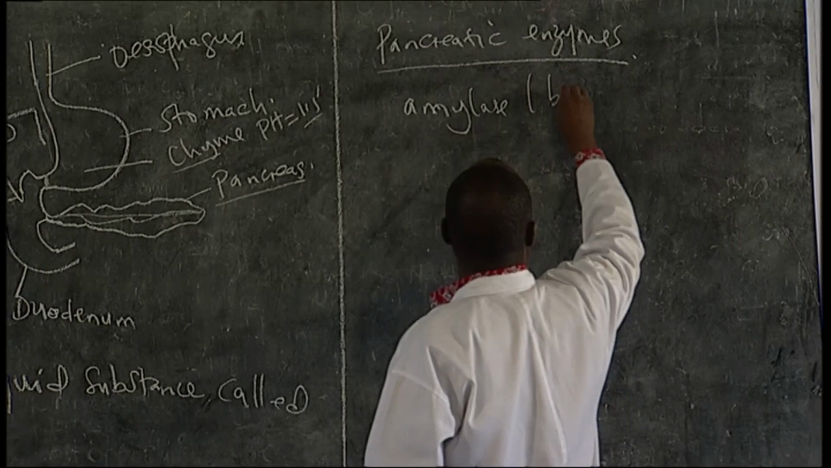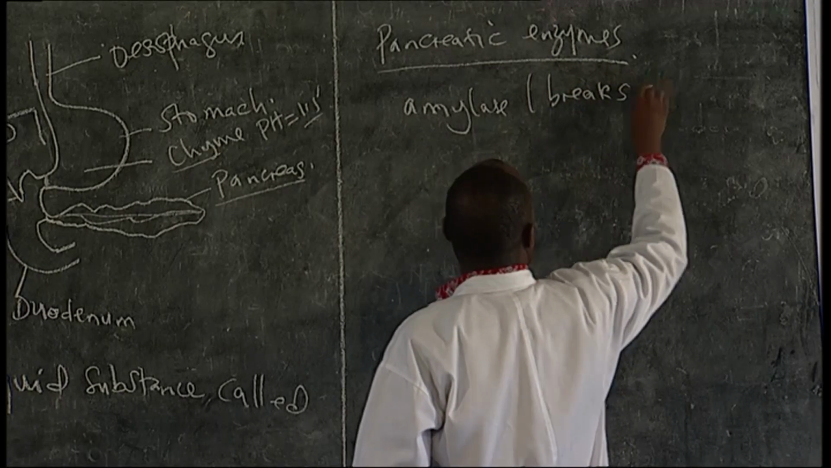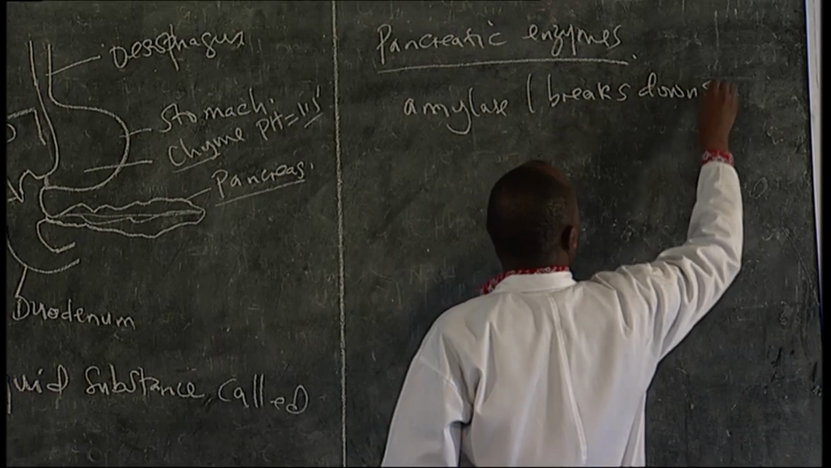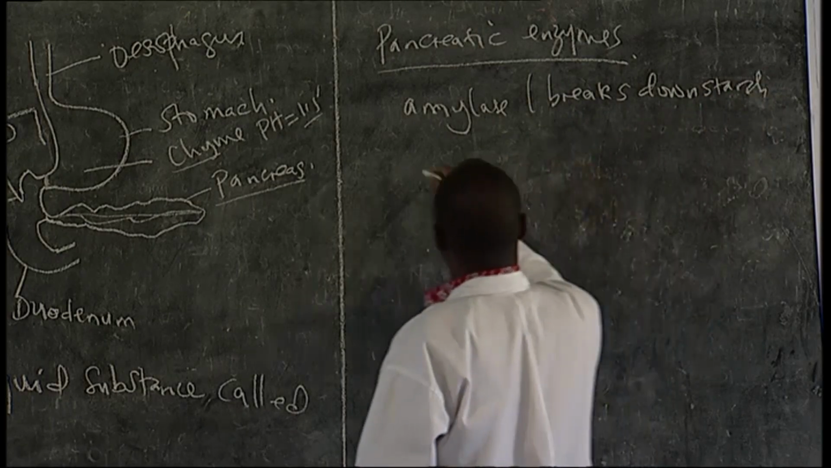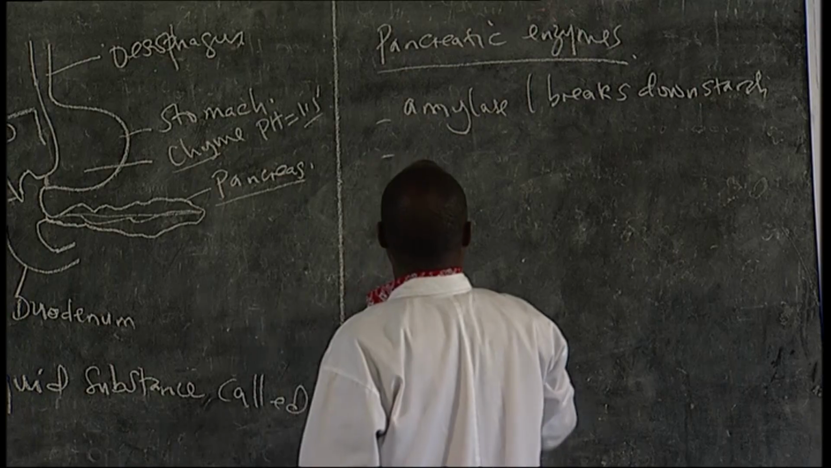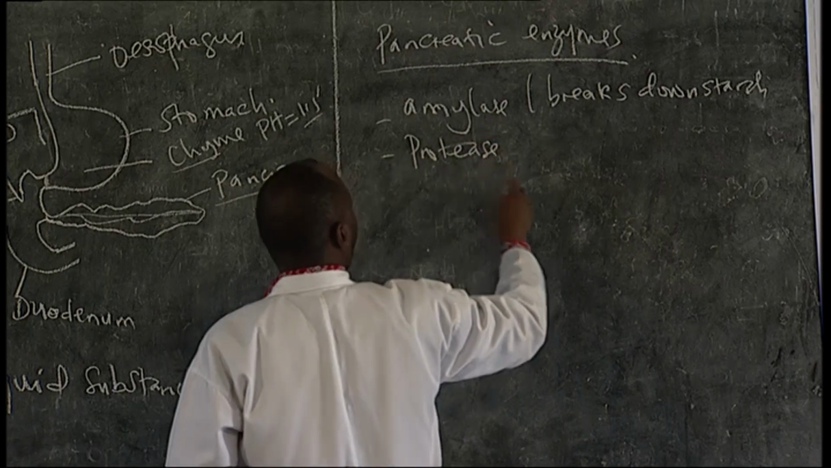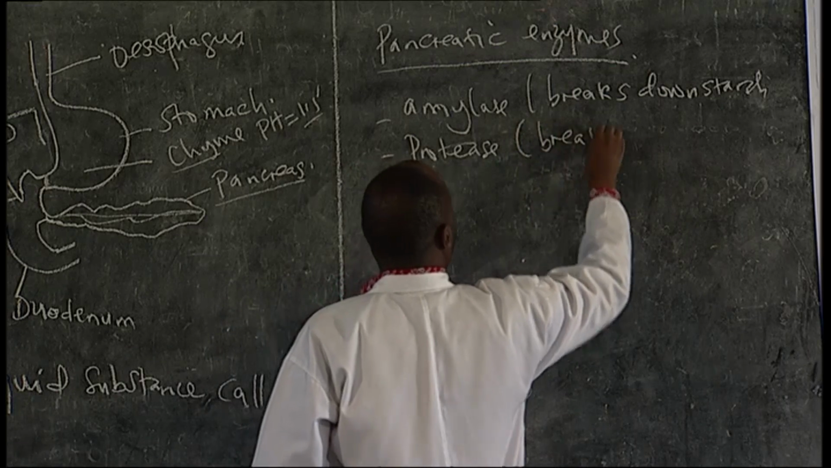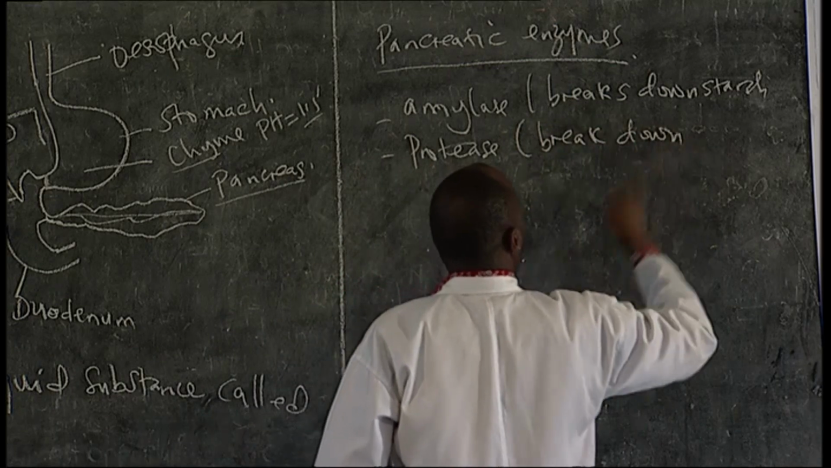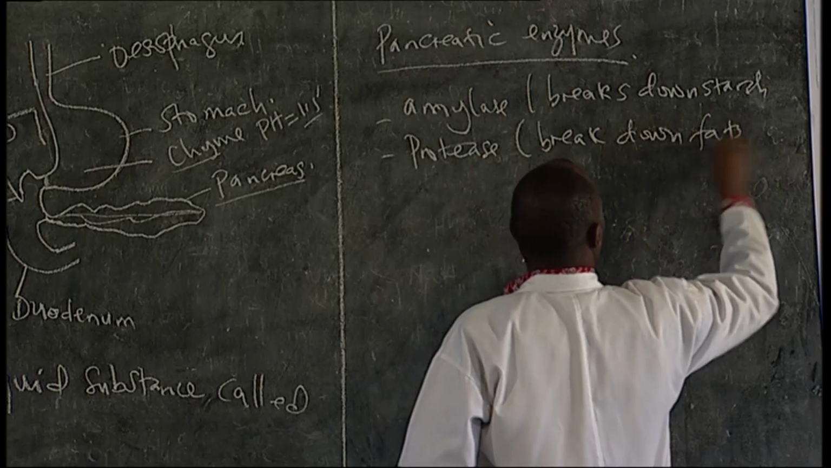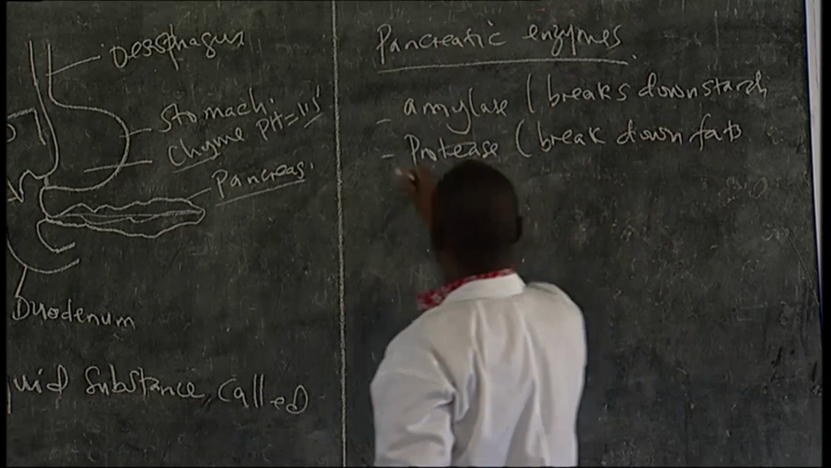You can say it breaks down starch. We have another one, which is the protease enzyme, which breaks down fats. So these are pancreatic enzymes. So this is number 1.